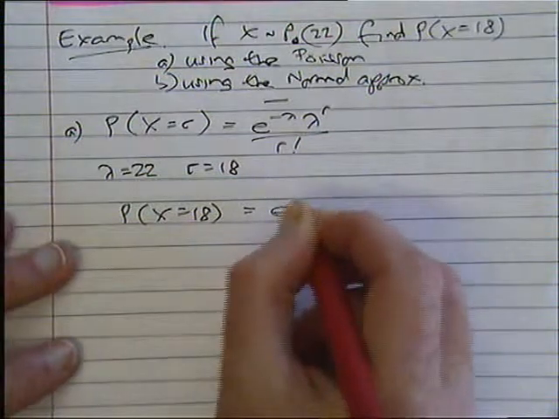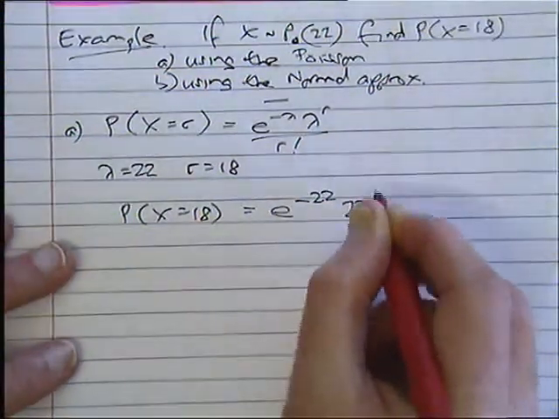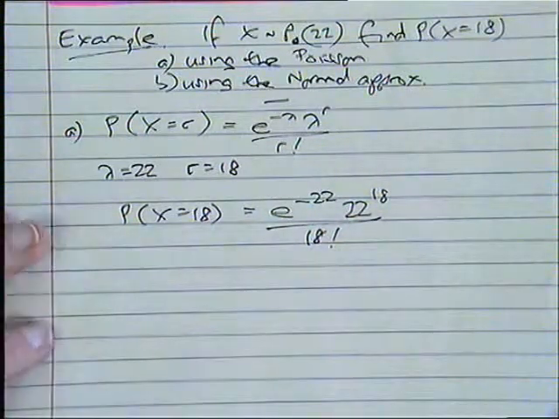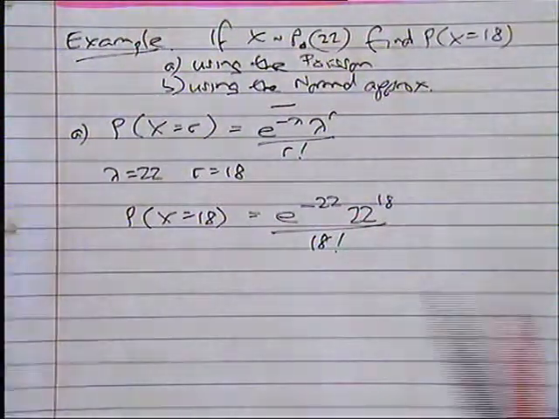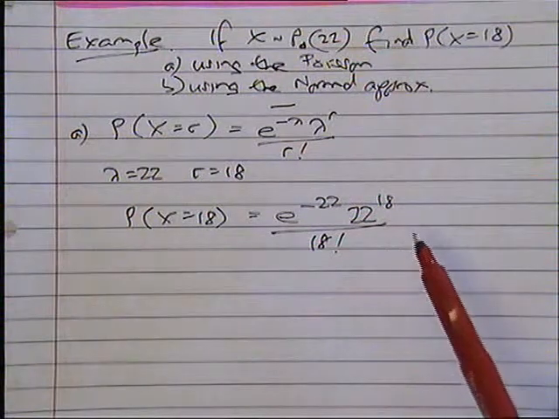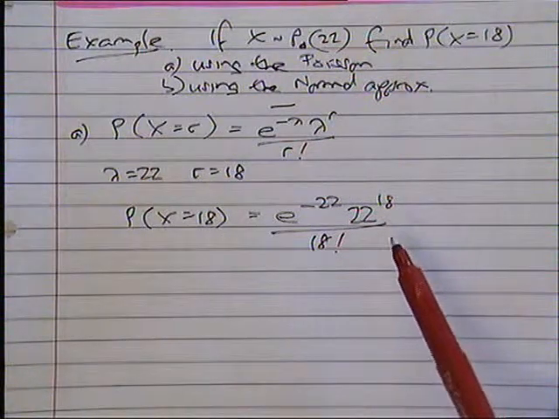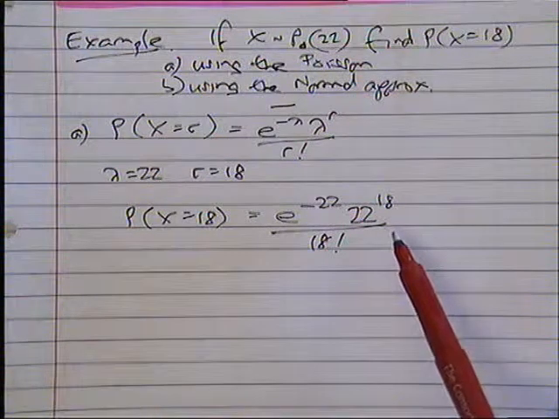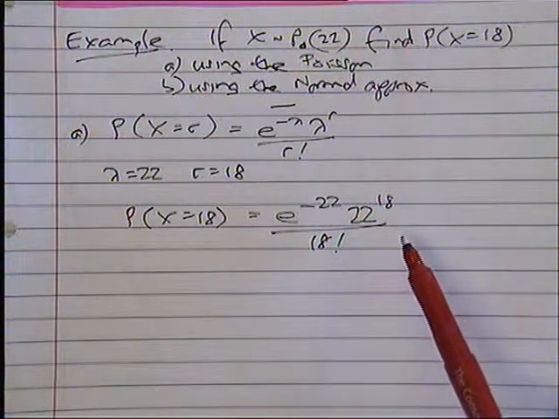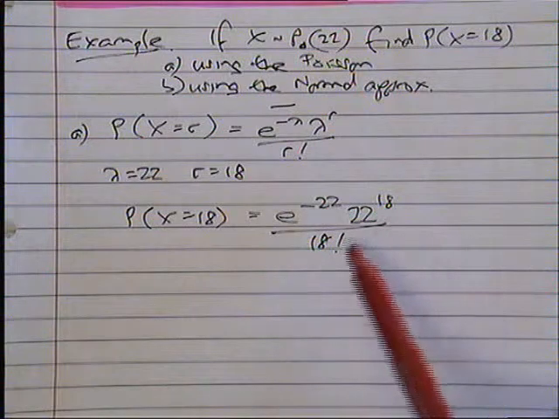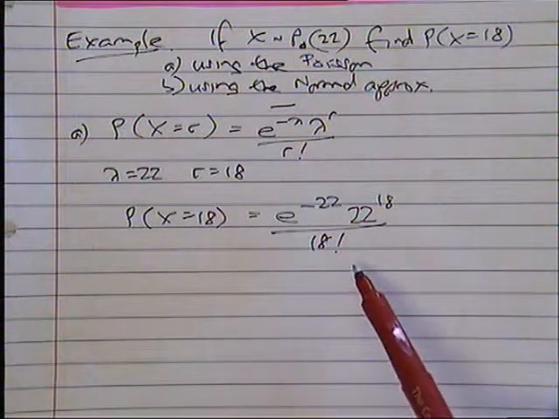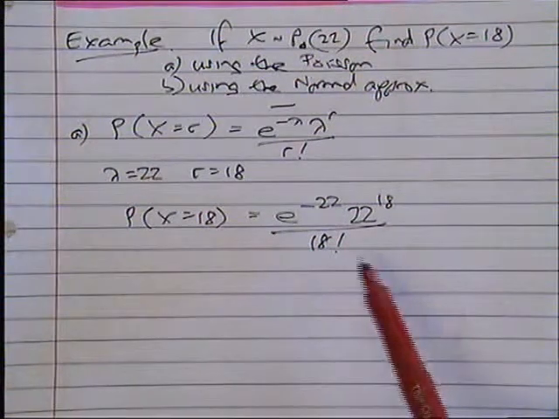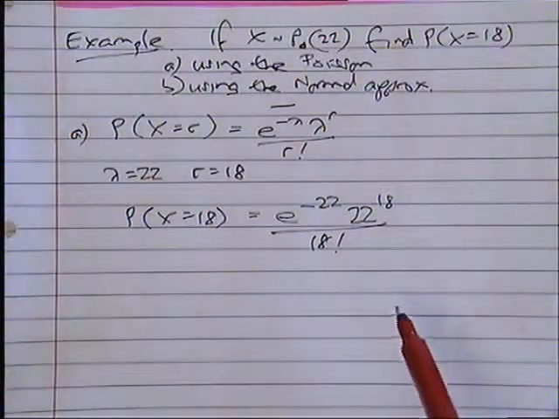And it will be e to the minus lambda, lambda to the r over r factorial. From what I said the other day, 18 factorial and 22 to the power of 18, they're actually big sums. And before mini calculators, impersonalised calculators were out and available, that would have been very complicated to work out. Okay? That would have been complicated to work out. So that's one reason why we use a normal approximation.